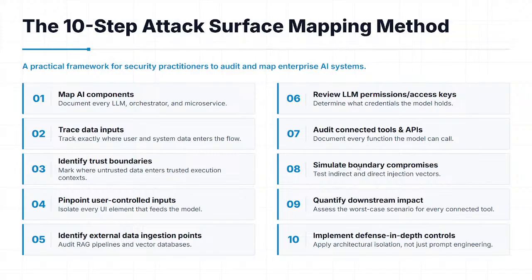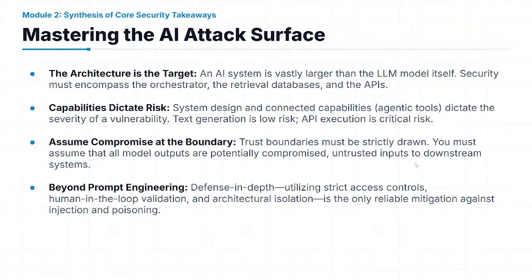Simulate boundary compromises as well. That's where the aspect of simulation comes in, trying to test out any form of prompt injection or exploitation mechanisms that can take place. Then quantify the downstream impact, like we said. For every tool, for every application, for every integration that you do, quantify the downstream impact. Okay, what's the worst-case scenario that can happen? And how prepared are we for it? Or what sort of scenarios can we have in place? And of course, defense in depth security still applies here as well. Things like architectural isolation, not just focusing on the prompt engineering security part.